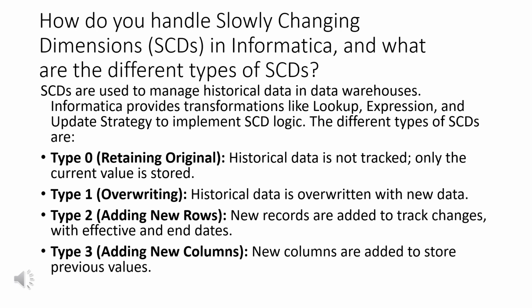So type 0 is named as retaining original. So historical data is not tracked, only the current value is stored. Type 1 is overwriting, so historical data is overwritten with new data. Type 2 is adding new rows.